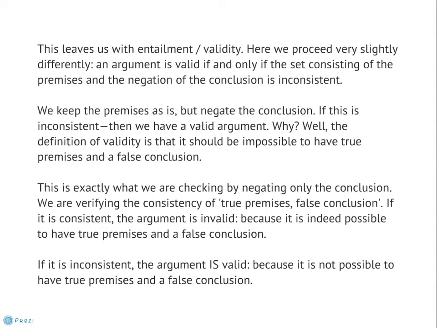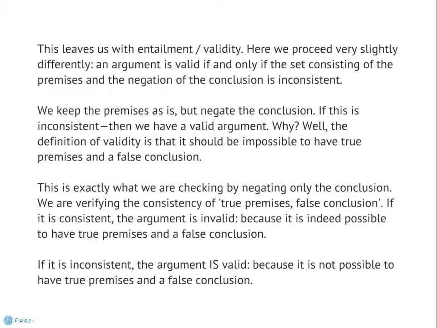So this leaves us with entailment/validity. Here we proceed very slightly differently. An argument is valid if and only if the set consisting of the premises and the negation of the conclusion is inconsistent. So we keep the premises as is, but we negate the conclusion. If this is inconsistent, we have a valid argument.